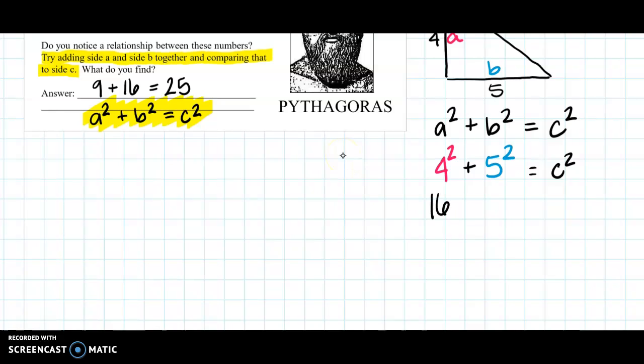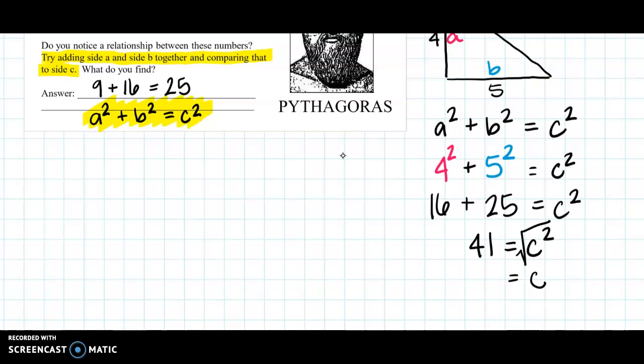4 squared is 16. 5 squared is 25. And 16 plus 25 is 41. So 41 is equal to C squared. A couple of weeks ago, we learned how to estimate this number. We need to find out what C is. We know that C squared is 41. So if I take the square root, the opposite of squaring, of both sides, it will tell me the length of C.